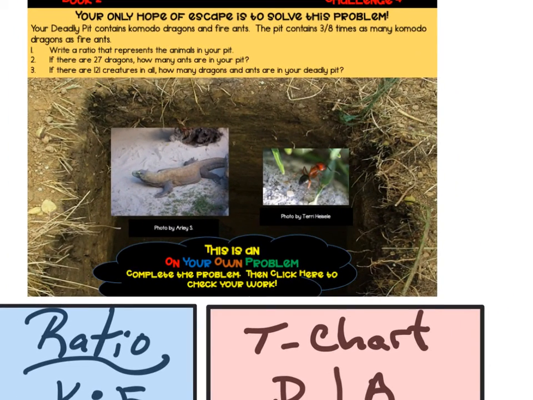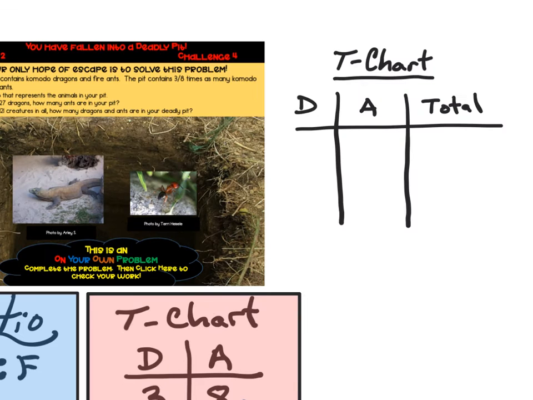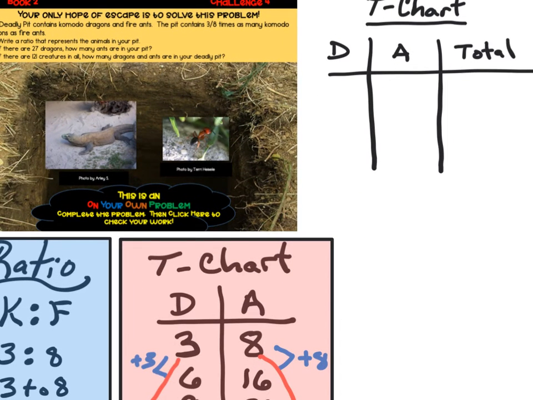And the question is, if there are 121 creatures in all, how many dragons and ants are in your deadly pit down here? Alrighty, my friends, for this one, we're going to want to use the triple-decker T-chart, right? So you've got one column for the dragons, one column for the ants, and then another third column for your total. So now I'm going to use the exact same ratios that I did over here. So I've got 3 dragons to 8 ants. So I'm going to just plug in right up here, 3 dragons to 8 ants.